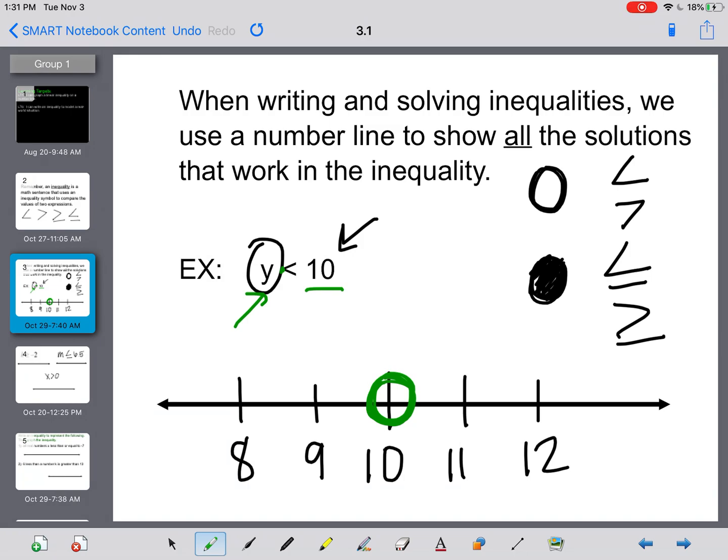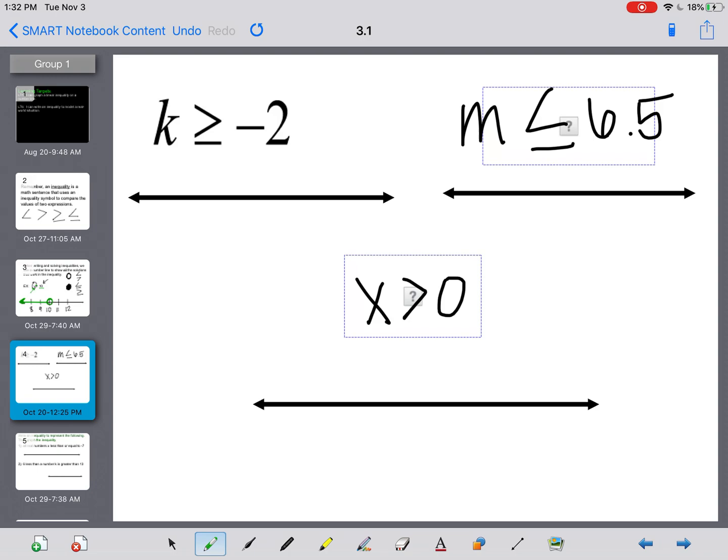My numbers that would fit on this side have to be numbers that are less than 10 because my y is on the less than side. So I'm going to color in every number that is less than 10 on my number line. All of this is going to get colored, and it doesn't end there, so I have to make sure to put an arrow because then I'll know every number to the left would work for this inequality.